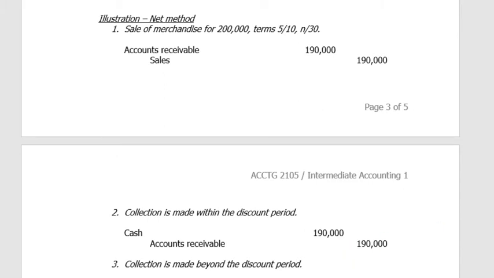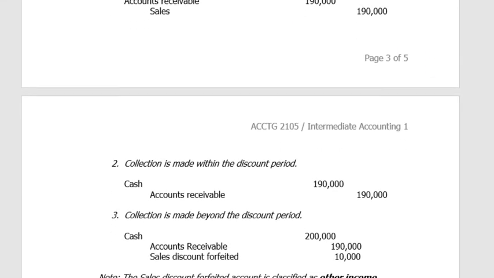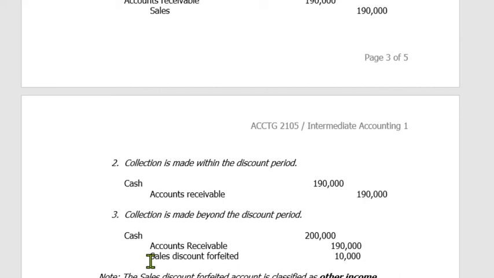The problem is, papaano kapag yung collection ay beyond the discount period? Eh, ni-recognize mo na siya kanina as if the discount has been claimed. So, paano gagawin? Magkakaroon ka ng new account title which is the sales discount forfeited. Since it is beyond the discount period, wala siya dapat discount. So, dapat ang matanggap mong cash ay 200,000. Credit accounts receivable 190,000 because yan lang naman yung sinet up mo before. Then, credit sales discount forfeited 10,000.